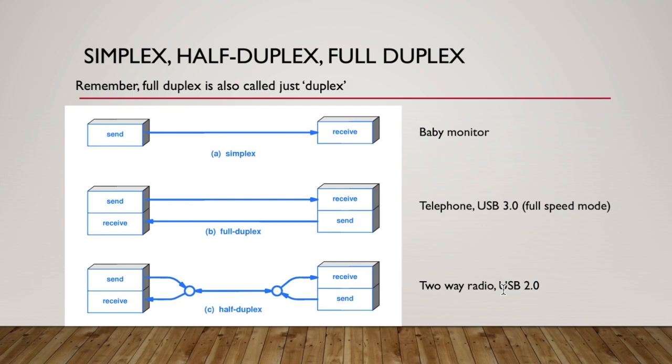If you've ever copied something from a USB stick in USB 2 and, at the same time, tried to put something on the USB stick, you'll notice your two progress bars: one will stop and the other one will start, then that will stop and the other one will start. USB 3 and telephone are examples of full duplex. Both people can talk at the same time on a telephone. And the later, full speed mode version of USB 3 is full duplex.